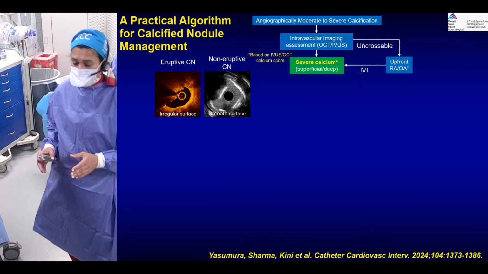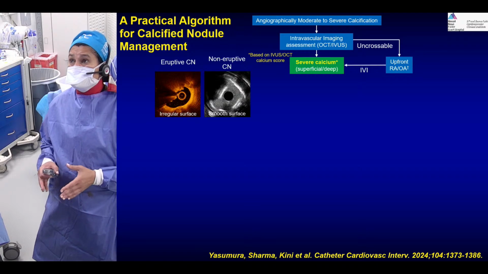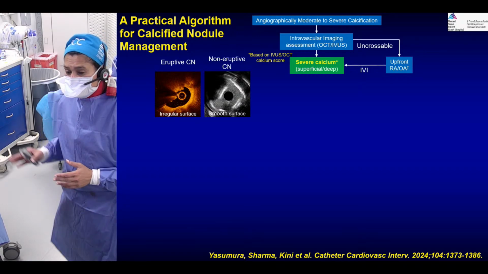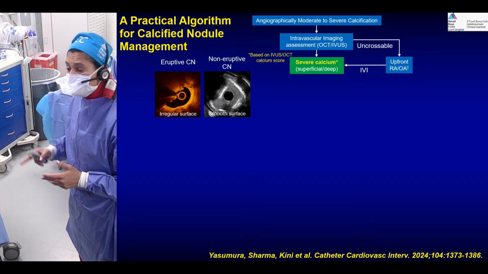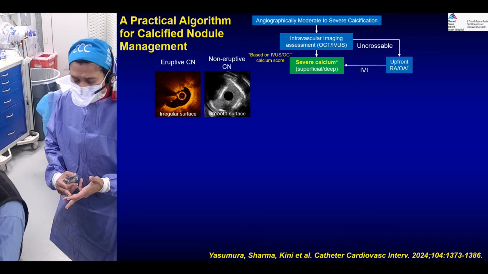So I think today's take-home message is how to handle a calcific nodule. We went through this: uncrossable. So we directly went with rotational atherectomy here. We tried with the RotaWire, it did not work. Then we went on the RunThrough.